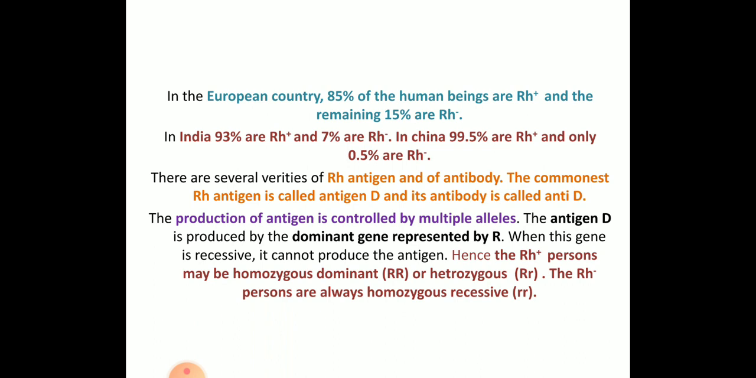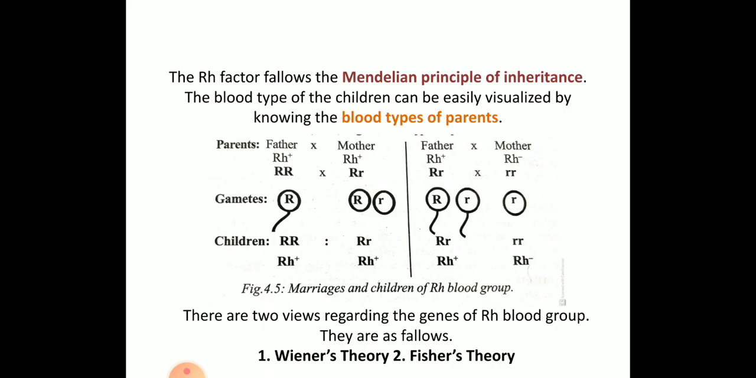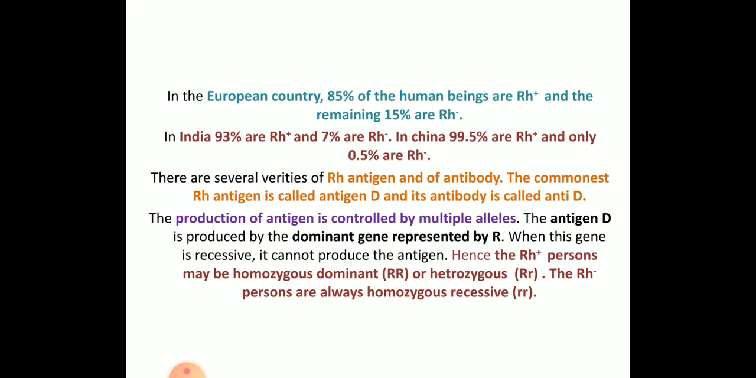Remember, anti-D. The production of the antigen is controlled by multiple alleles. So the antigen D is produced by the dominant gene, which is represented by R. Once I show you the picture, you will understand why it is given as capital R, and why it is given as homozygous capital R and small r. Capital R and capital R is the homozygous dominant gene. Capital R and small r represents the heterozygous gene. Small r is the homozygous recessive gene.